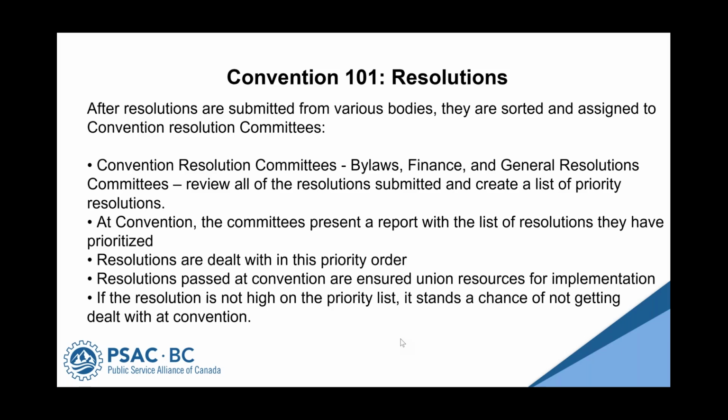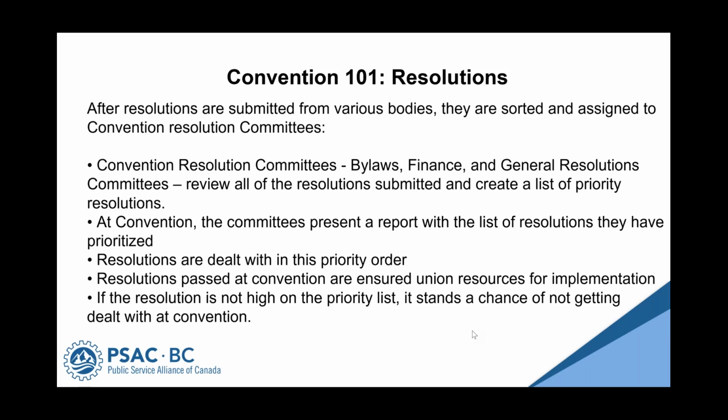Once at convention, the committees present a report with a list of the resolutions that they've prioritized, and they will be dealt with in this priority order. And you'll see this in the rules of order for virtual conventions. Resolutions passed at convention are ensured union resources for implementation. If a resolution is not high on the priority list, it stands a chance of not getting dealt with at convention. So again, we talked about consulting with the members you represent.